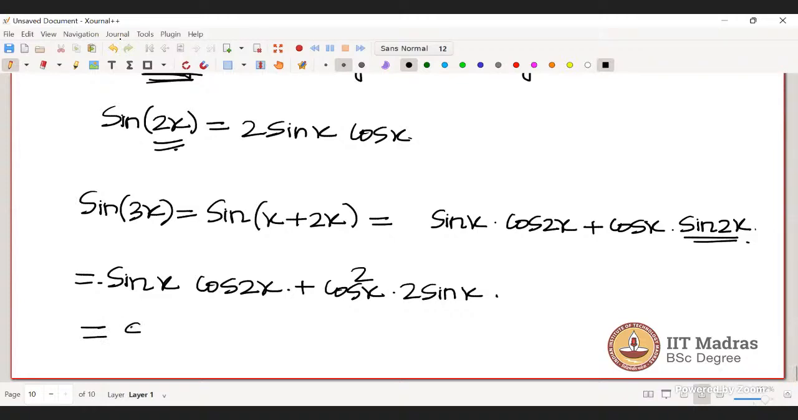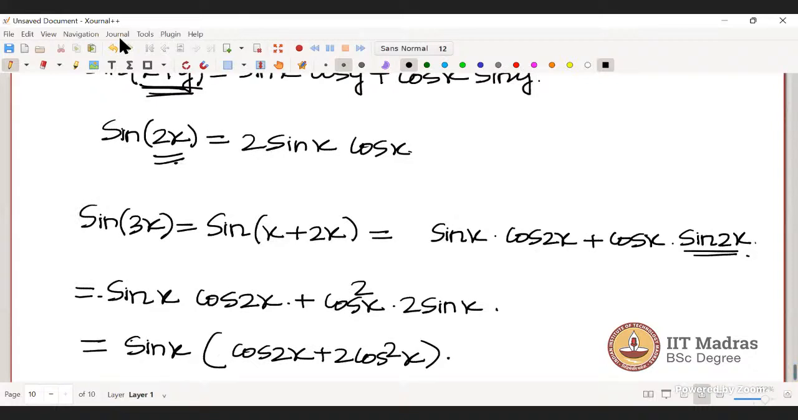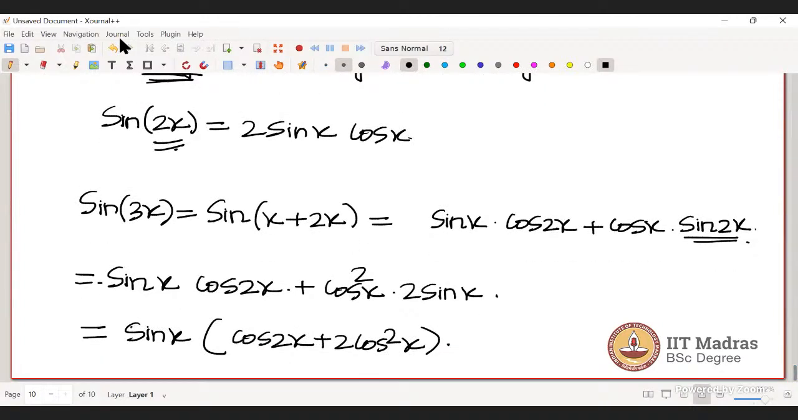Then what you do? You take sin x common. Cos 2x plus 2 cos x, cos square x. Okay, I guess from here I'm unable to do it. I don't understand. I'm not good at the properties of trigonometric functions.